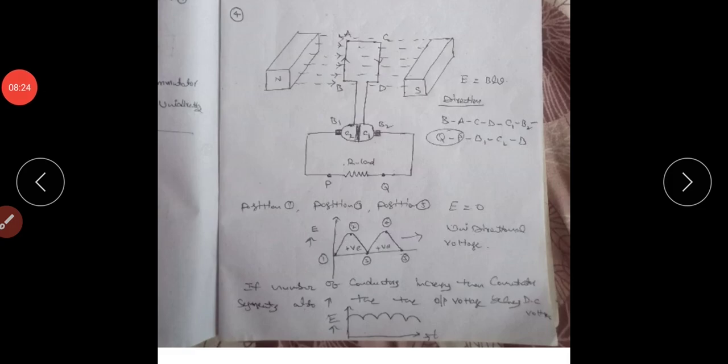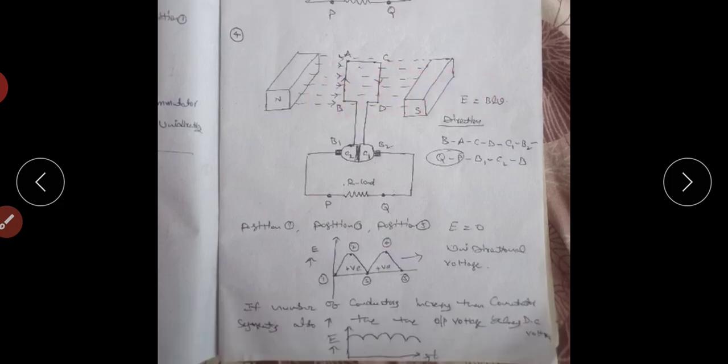Here the number of commutator segments equals 2 and the number of conductors equals 2, so we get a waveform like this. If we increase the number of conductors, the number of commutator segments also increases, and then this unidirectional voltage is converted into pure DC. If we increase more commutator segments, the waveform becomes like this. If we increase the conductors and commutator segments again, we get pure DC. So by replacing slip rings with a commutator, we get DC supply. So this is one simple loop DC generator.